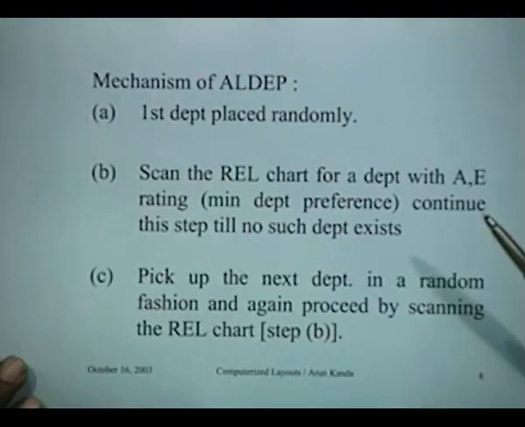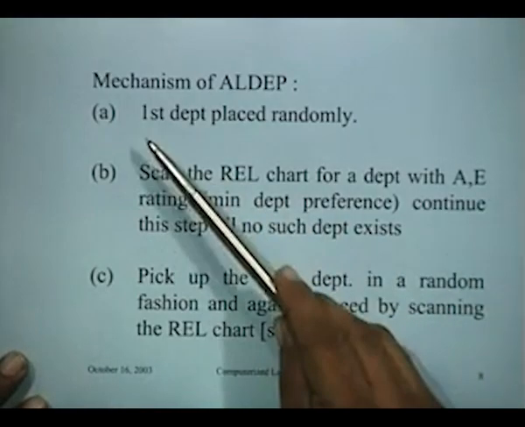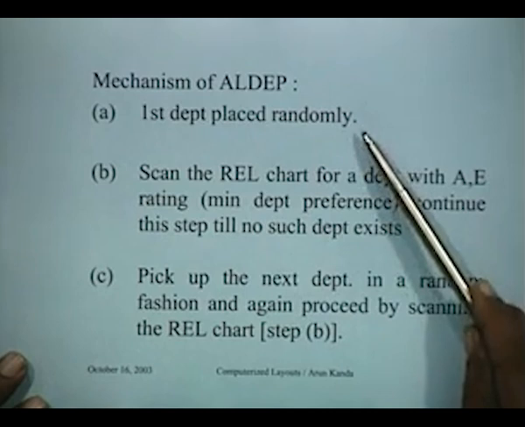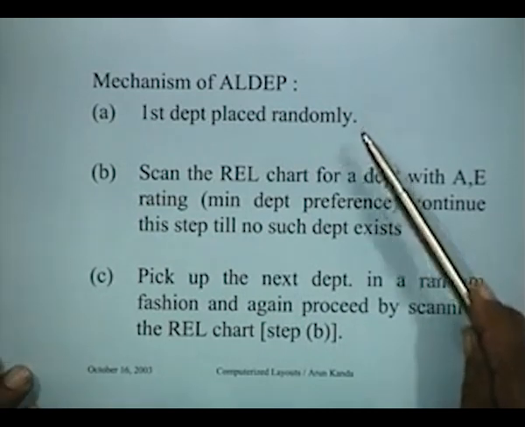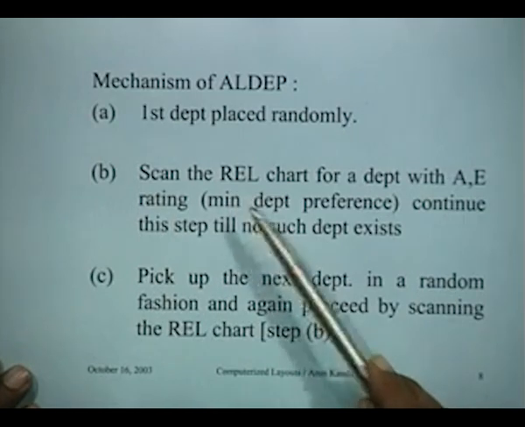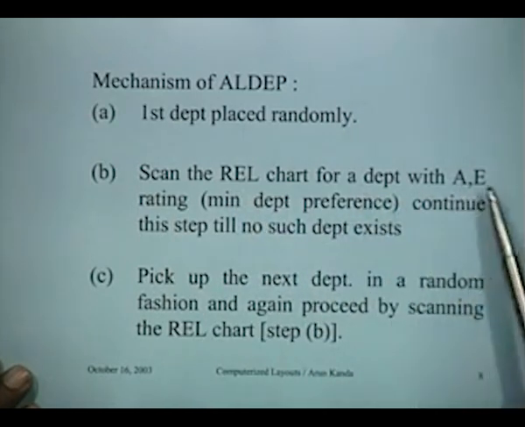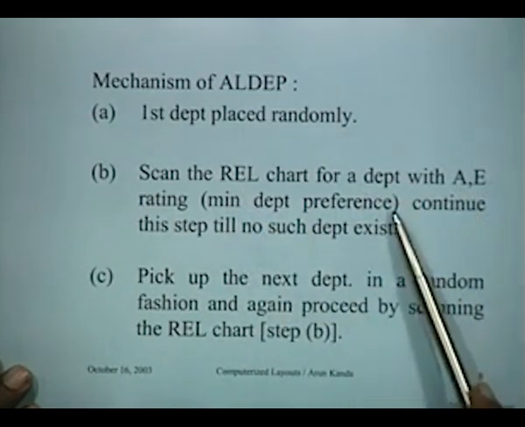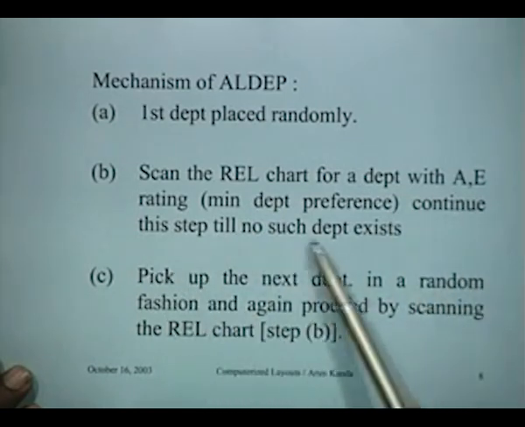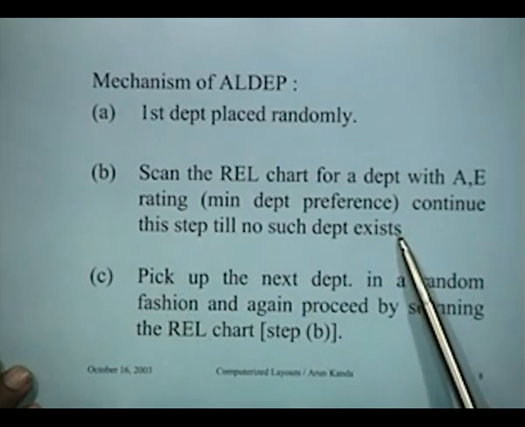Here is a brief glimpse of the mechanism of LDEP, that is, the algorithm that is followed by LDEP. The first step is that the first department is placed randomly. After having placed the first department, the second step is to scan the REL chart for a department with an A or an E rating, that is, the minimum department preference you specified, and continue this step until no such department exists.